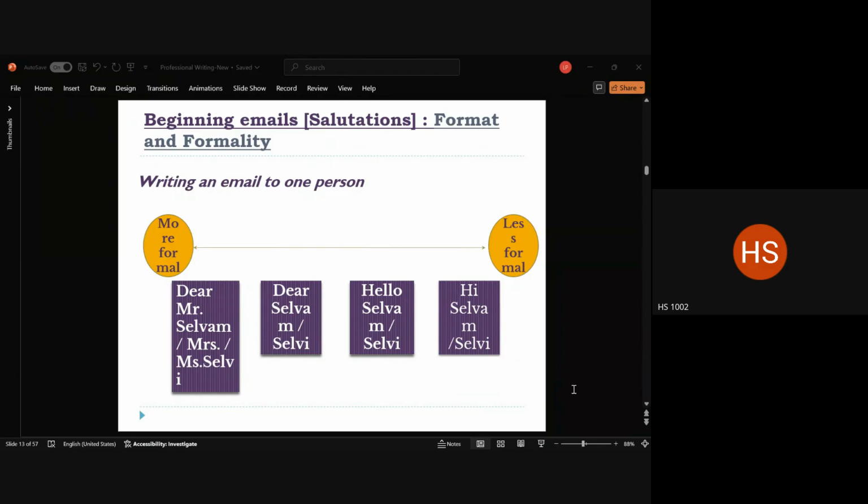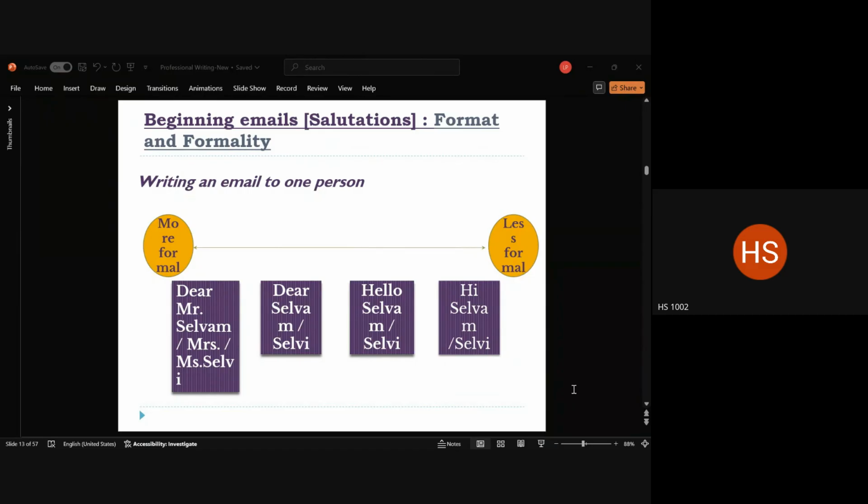Then comes the second one, which is Dear. You see that this one is without a title. You're not using any title. So, what do you think this is? Is this a person who's familiar to you or not familiar to you? Familiar, ma'am. Familiar, right? So, this is basically Dear followed by the first name of the person.